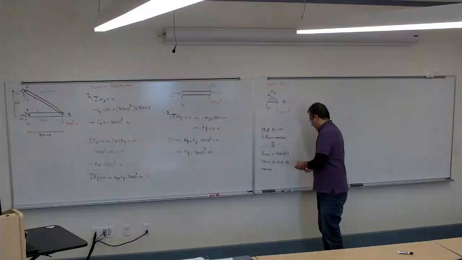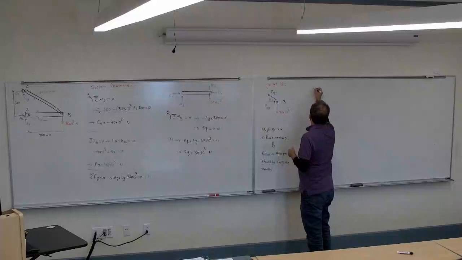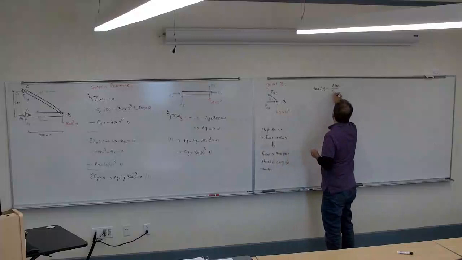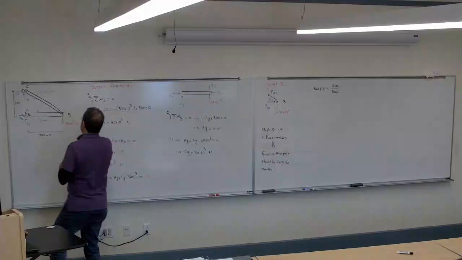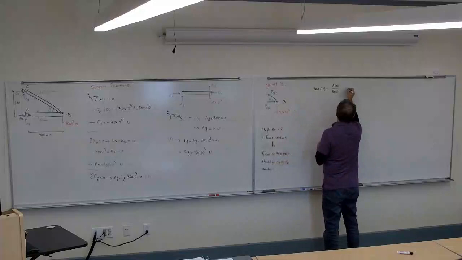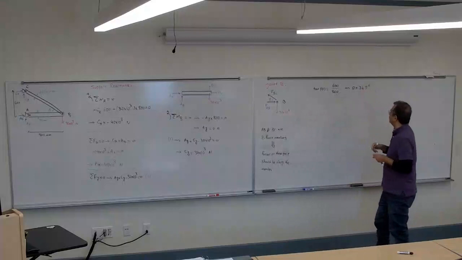So I know that the tangent theta would be 600 over 800. This is going to be the theta. So the theta would be how much? 36.9 degrees.